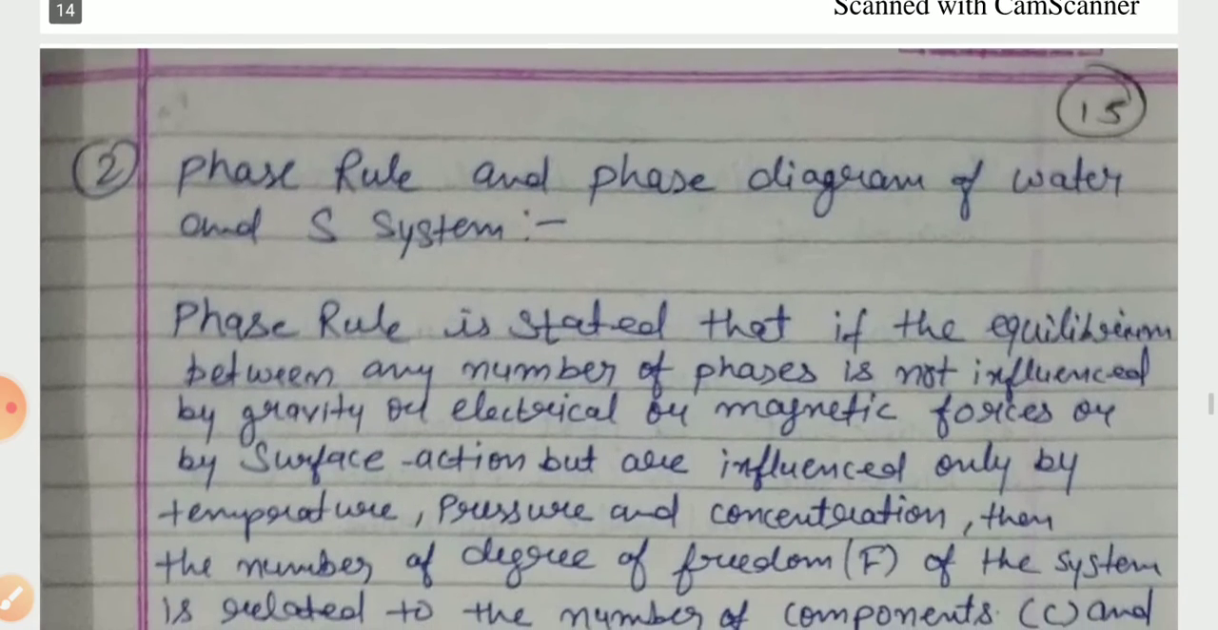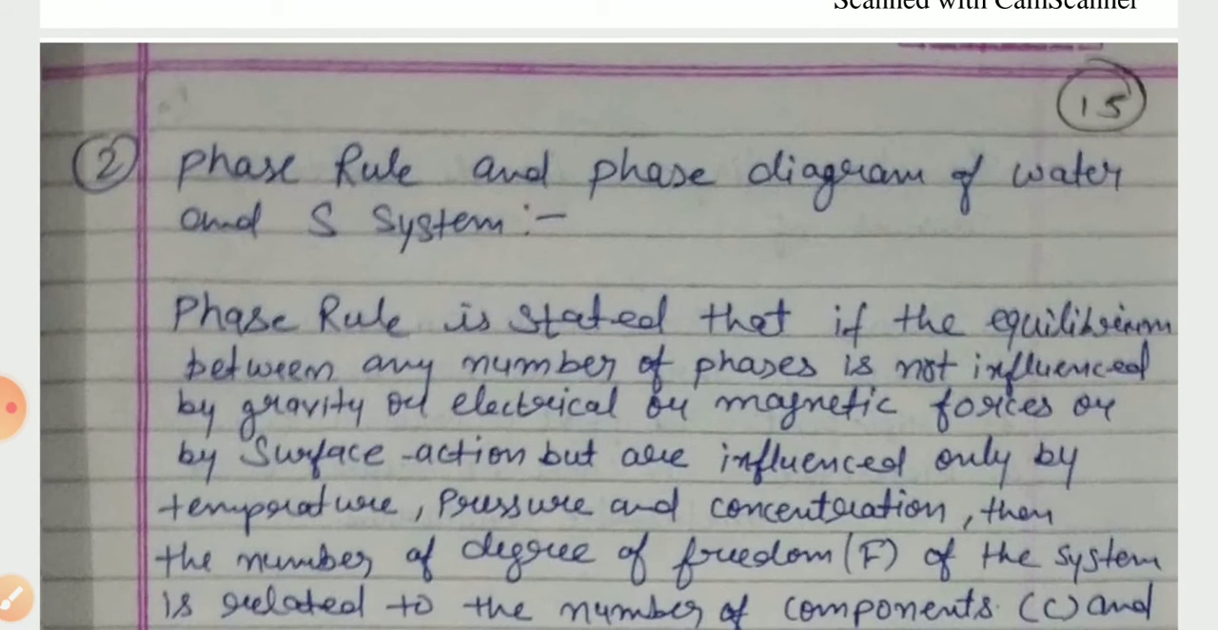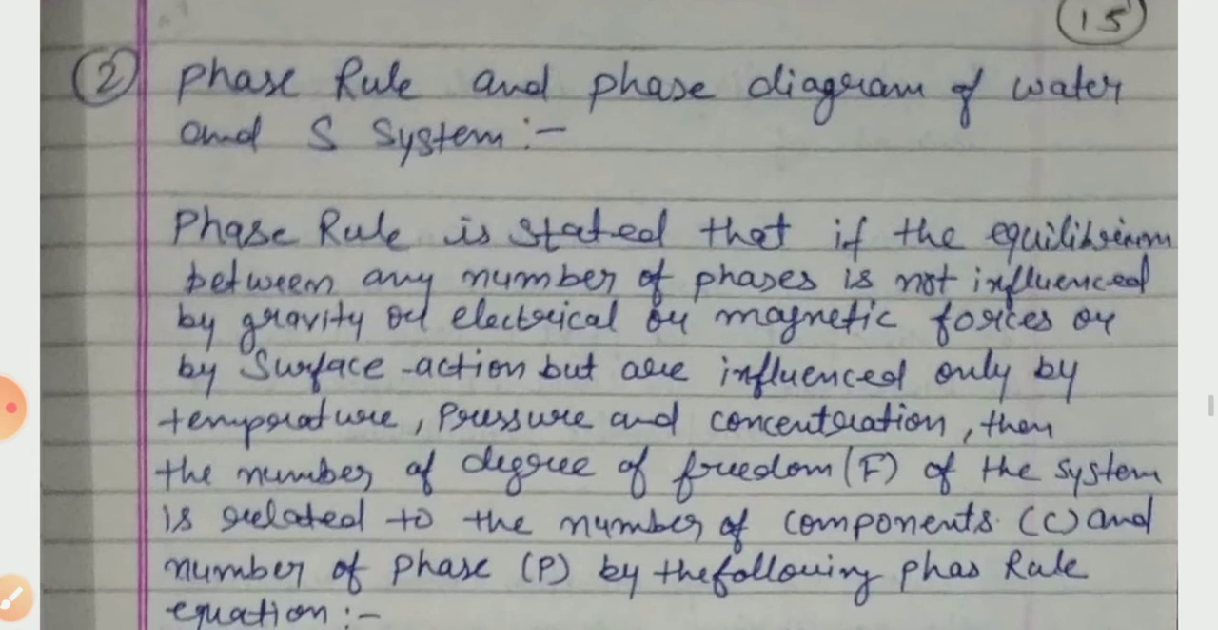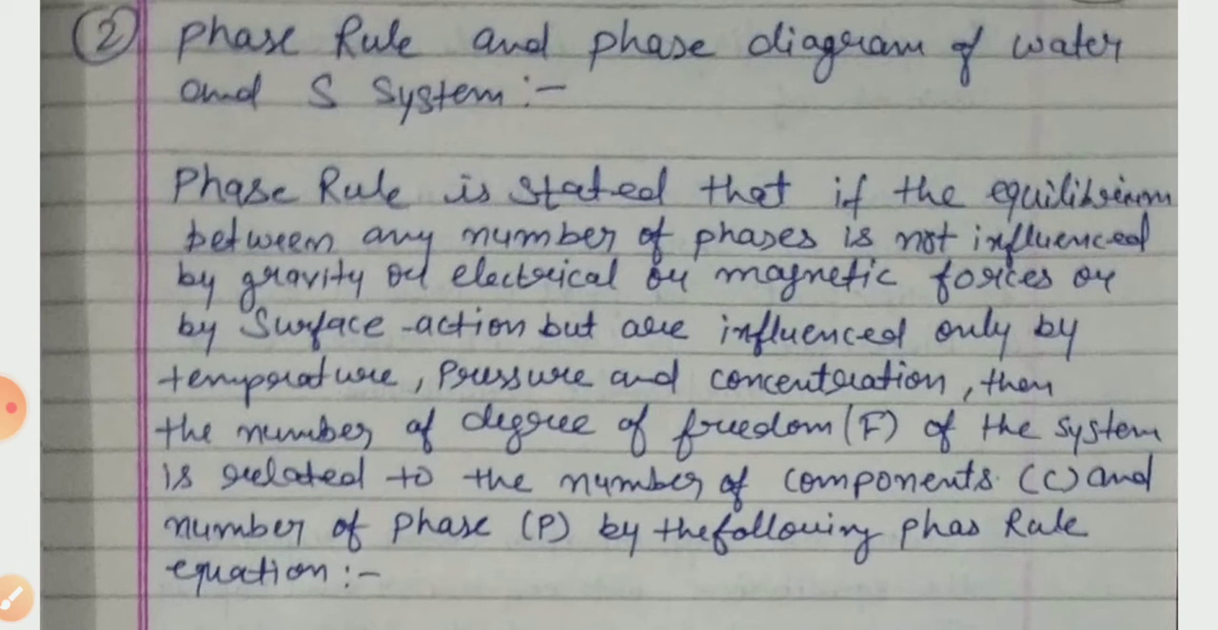Okay, so the next topic is the phase rule and the phase diagram of the water system. So what is the phase rule? First we have to learn what the phase rule is. The phase rule states that if the equilibrium between any number of phases is not influenced by gravity, electrical or magnetic force, or surface action, but is influenced only by temperature, pressure and concentration, then the number of degrees of freedom F of the system is related to the number of components, denoted as C, and the number of phases, denoted as P.